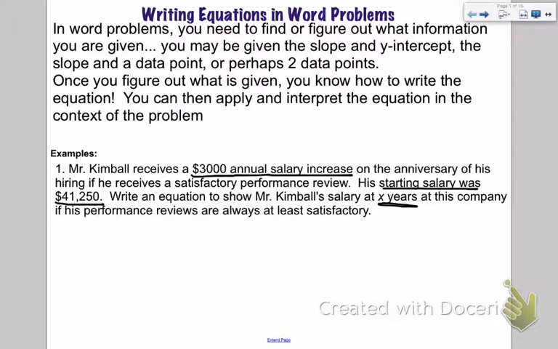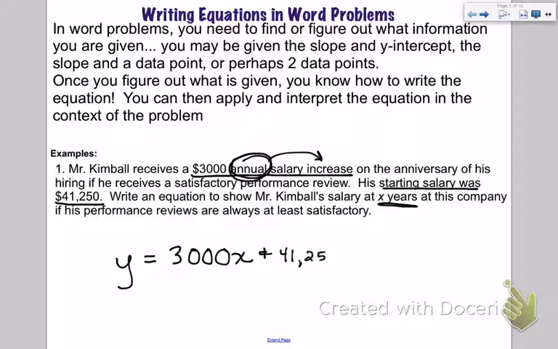So I'm going to use slope-intercept form. I'm going to get y equals, where y represents his salary and x represents the number of years. So if we have a $3,000 annual increase, that means that every year he gets $3,000 more. So I'm going to say 3,000 times the number of years will give us that annual salary increase because it's every year. But his starting salary, it starts at $41,250. So that's my equation. So if he was satisfactory 2 years, you would just plug that in for x.